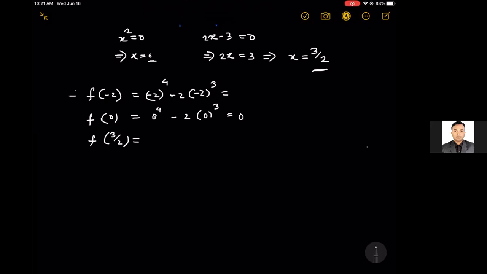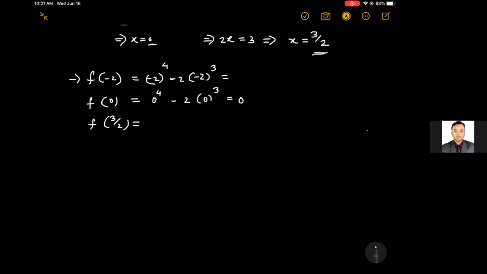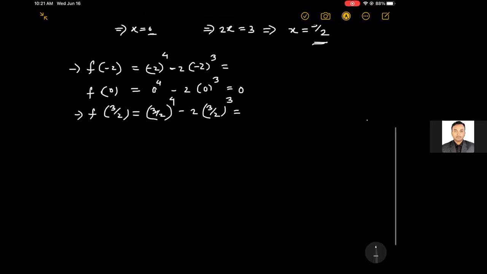Can anyone calculate the first one for me? Just use your calculator: 3 halves to the power 4 minus 2 times 3 halves cubed. And please do the third one for me as well. And at the rightmost point, it will be 2 to the power 4 minus 2 times 2 cubed, and it will be 0 as well, because 2 to the power 4 minus 2 to the power 4 will be 0.